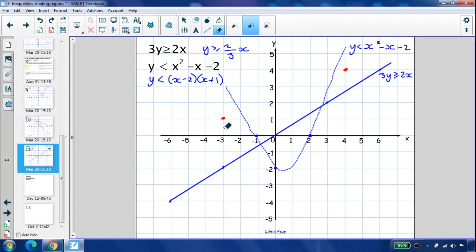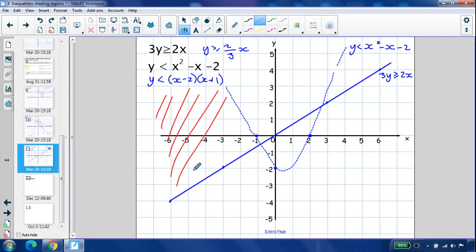So I've got 2 regions here. I've got this part and this part.